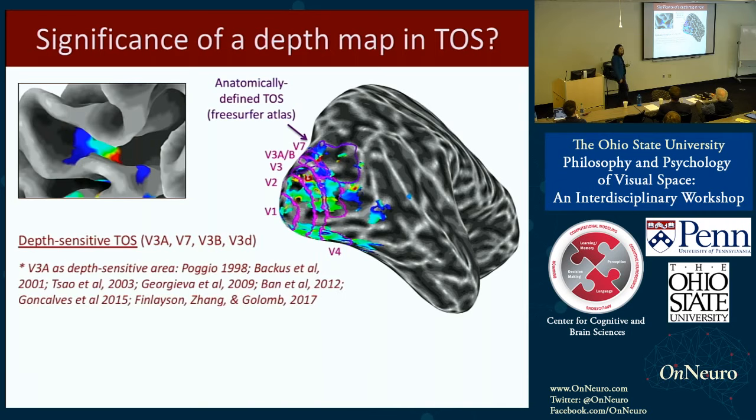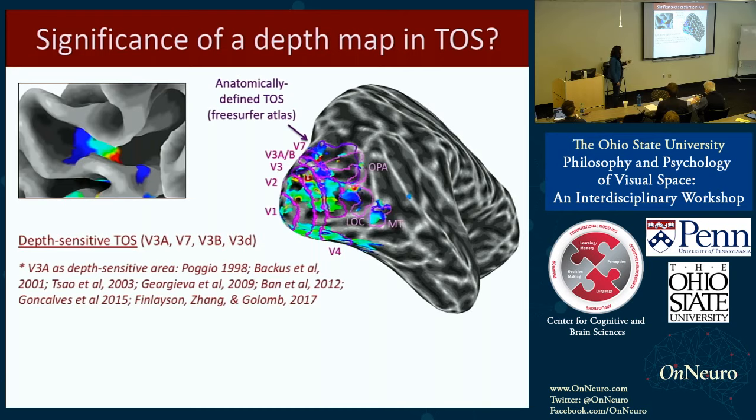Of particular note, we are certainly not the first to propose that these areas are involved in depth. Area V3A in particular comes up in lots and lots of studies across techniques, whether it's monkeys or human studies, whether people are studying shape or depth location and so forth. We see a lot of depth information in that area.